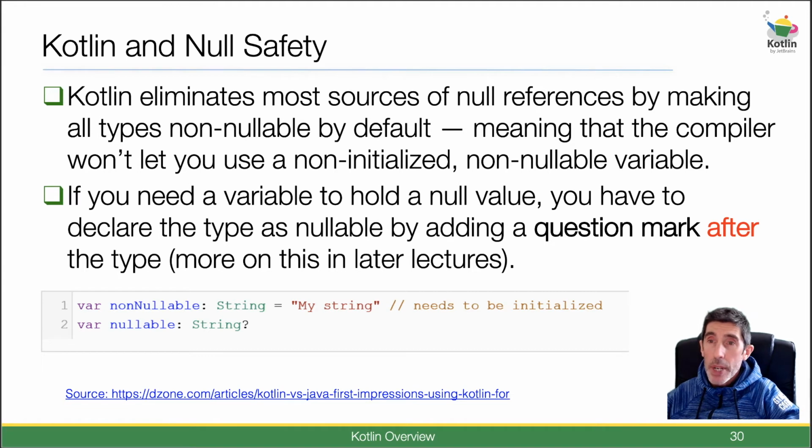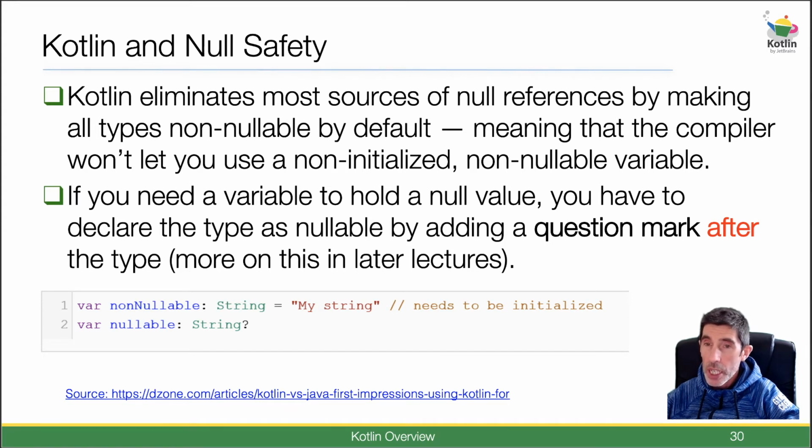Kotlin eliminates most sources of null references by making all types non-nullable by default, meaning that the compiler won't let you use non-initialized, non-nullable variables. If you need a variable to hold a null value, you have to declare the type as nullable by adding a question mark after the type. We saw that previously in some of the previous slides.